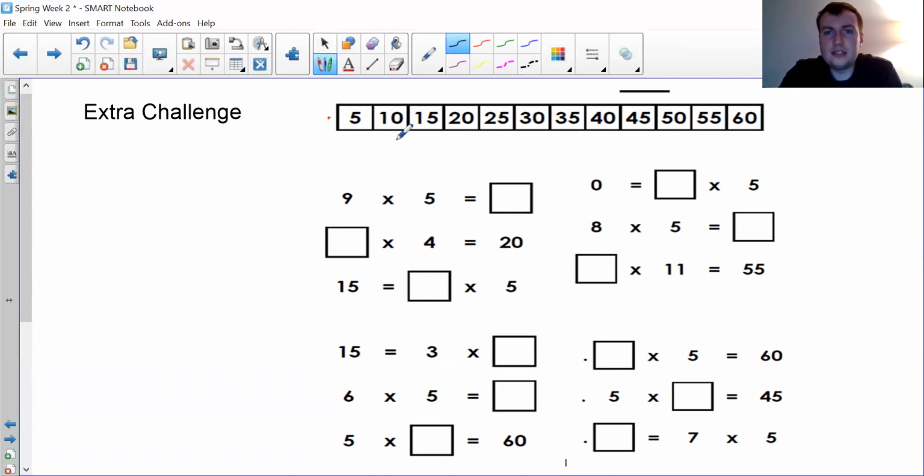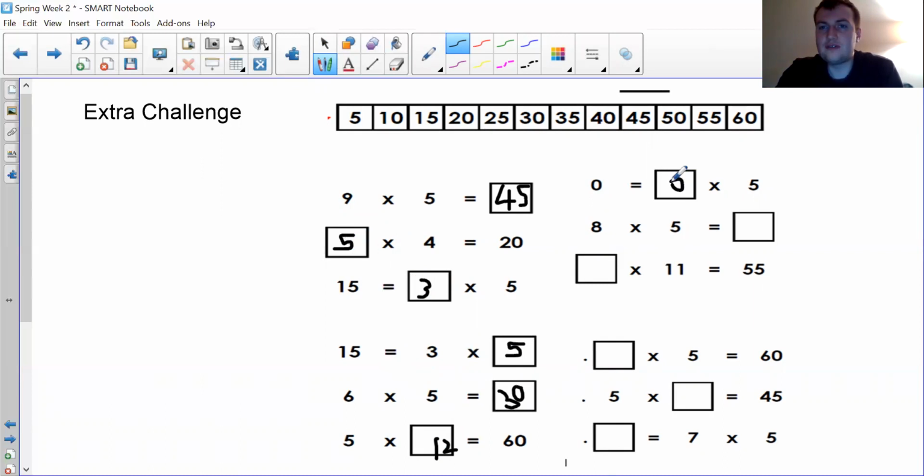Right, 9 times 5. The answer there is 45. Something times 4 equals 20. Well, we know we're doing the 5 times table, so it probably has to be 5. 15 equals blank times 5. We did that one earlier, 3. 15, still 15, so it's going to be the same question, 3 times 5. 6 times 5 is 30. 5 times 12 is 60.